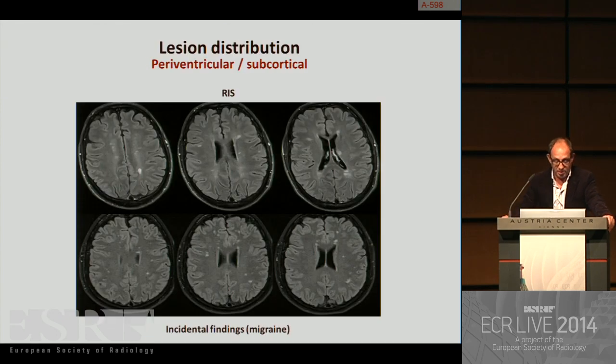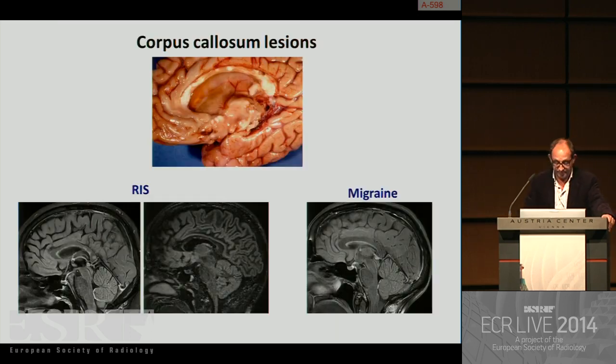This is a nice example, again, of a radiologically isolated syndrome that we observed a couple of years ago, with lesions in the periventricular white matter involving the corpus callosum. It is completely different from this other patient, a migraine patient in which the lesions involve mainly the subcortical frontal white matter, and we see that the corpus callosum is not involved.